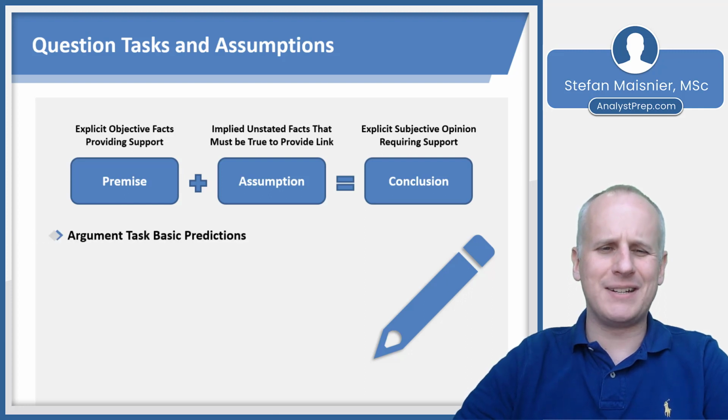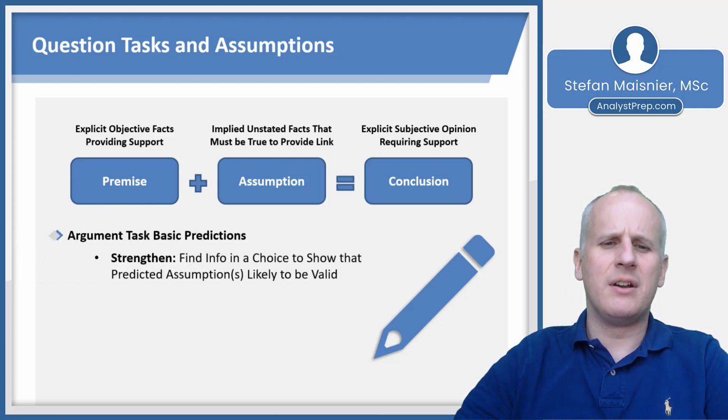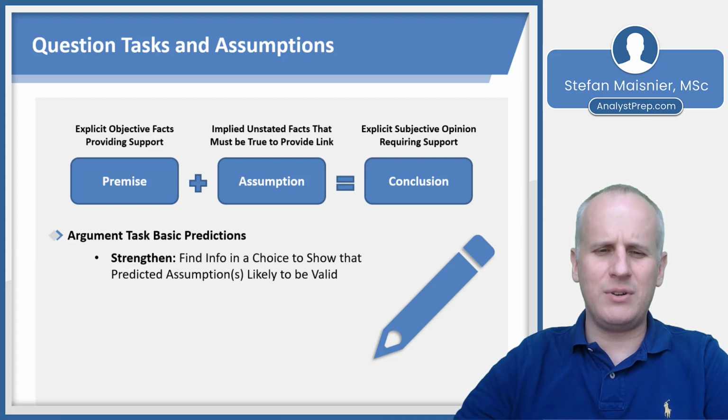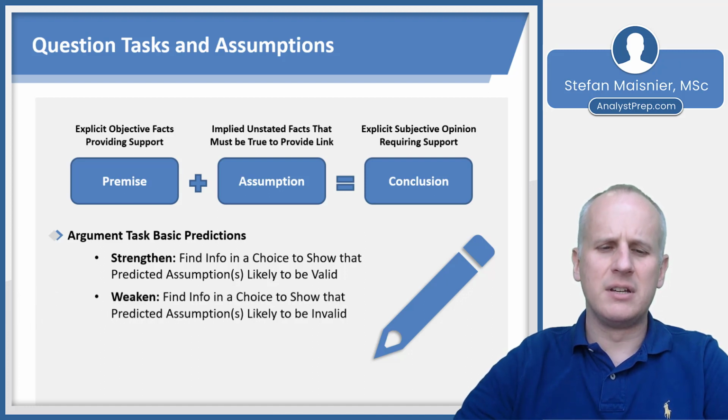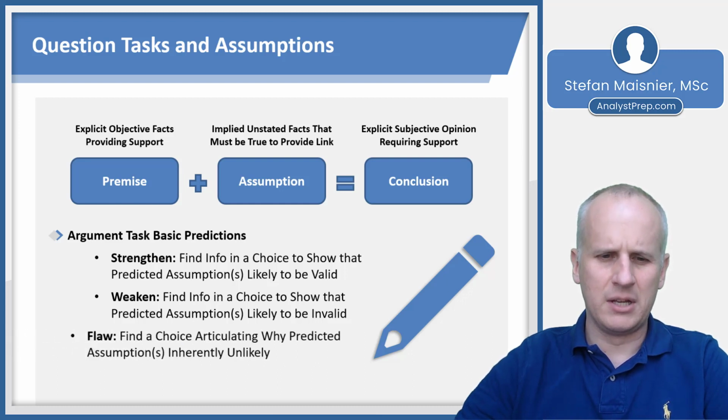So, our argument task basic predictions: when it talks about strengthening, you need to find information in one of the choices to show that whatever a predicted assumption is, it's likely to be valid. Conversely, if you're being asked to weaken an argument, you need to find information in a choice to show that whatever a predicted assumption is unlikely to be valid.